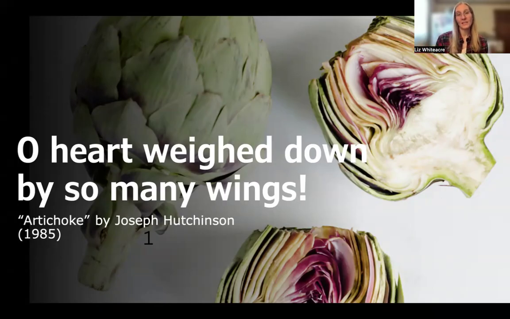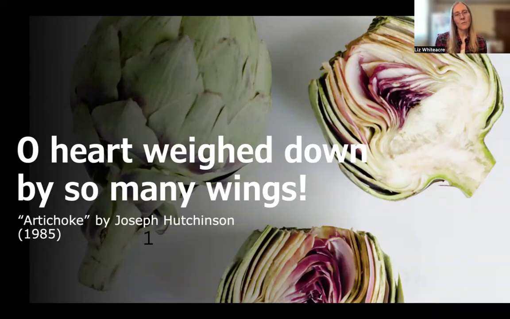So Joseph Hutchinson, a poet in 1985, wrote a poem called Artichoke. So artichoke should bring some sort of image of the plant in your mind. And then his poem is just two lines. O heart weighed down by so many wings. And let that sit for a moment. O heart weighed down by so many wings.